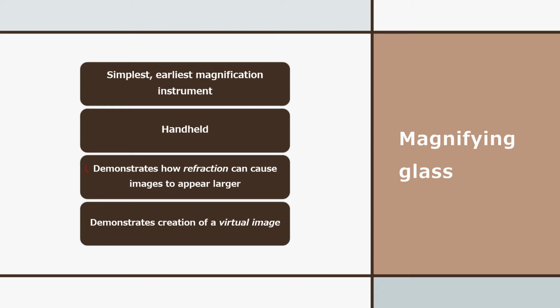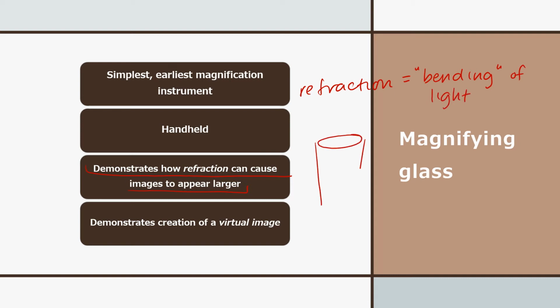A magnifying glass demonstrates how refraction can cause images to appear larger. Refraction is the bending of light. We're all familiar with the phenomenon of looking at a drinking glass.